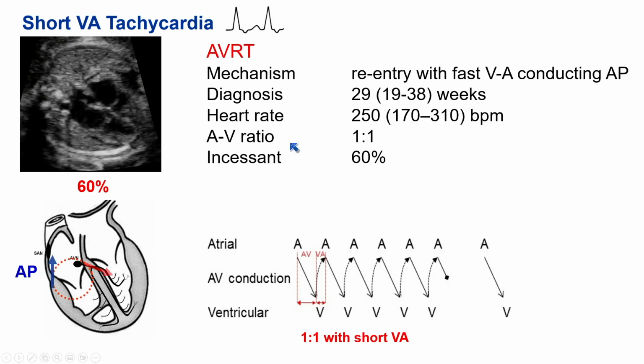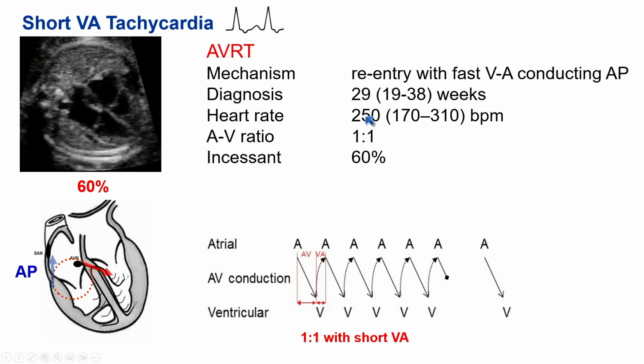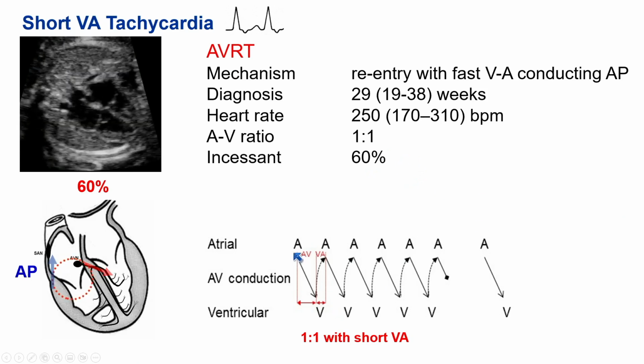But they are also fast. Their fastest rates, ventricular rates, are usually AVRT. A heart rate of 250 to 270 is almost certainly not one of the other arrhythmias. It's a diagnosis you make in the second and third trimester, and very often it's incessant. And this is the ladder diagram.